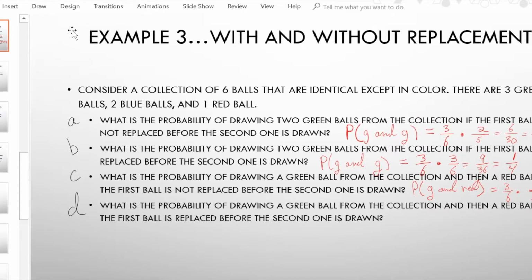And the last one for the day: what is the probability of drawing a green ball from the collection and then a red ball if the first ball is replaced? So here I have probability of green and red with replacement. So we still got 3 out of 6 for our green. And then since it's replaced, this means there's still 6 balls left in there, so it's 1 out of 6. So it would give me 3 out of 36, which is going to simplify to... My bad, you guys can't see the screen right now, but I'll put it back up in a second. So we've got 3 out of 36.